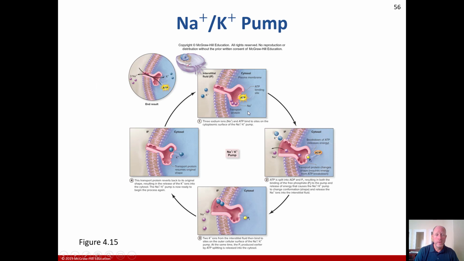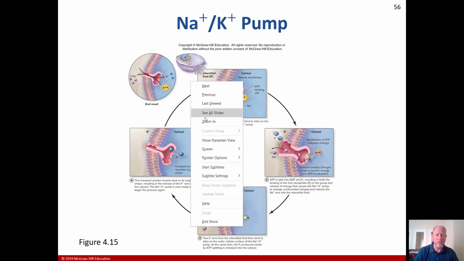Sodium potassium pump. So here we have 3 sodium ions and the ATP binding to the sites on the cytoplasmic surface. Let me get a little closer look here for you.